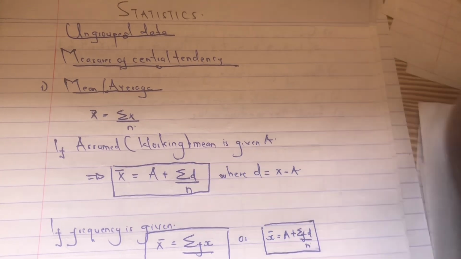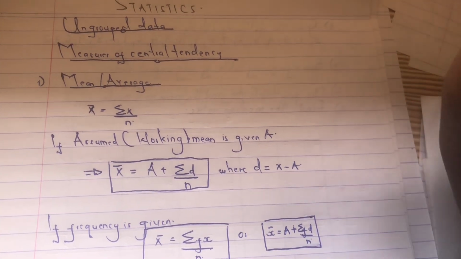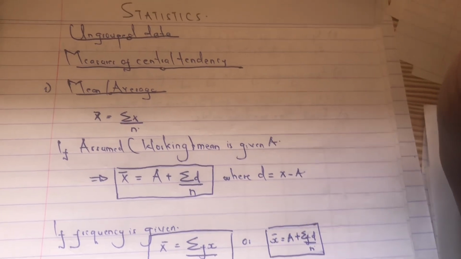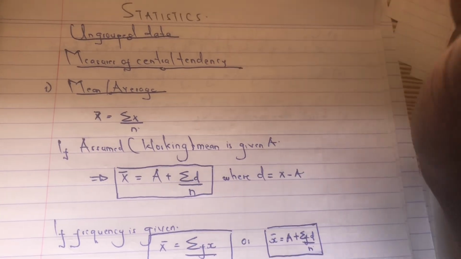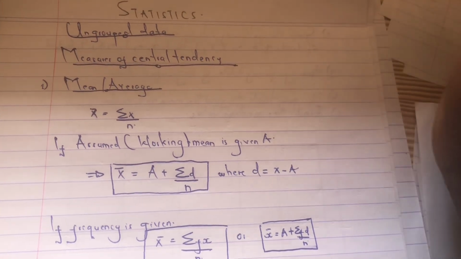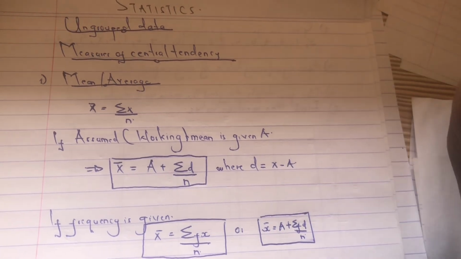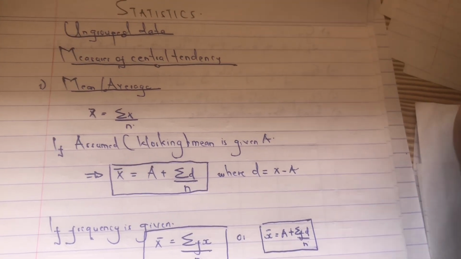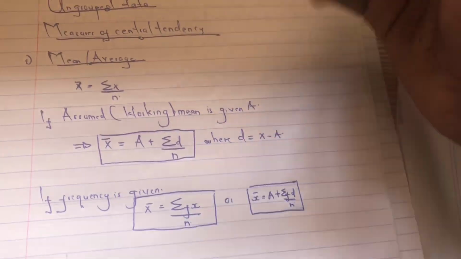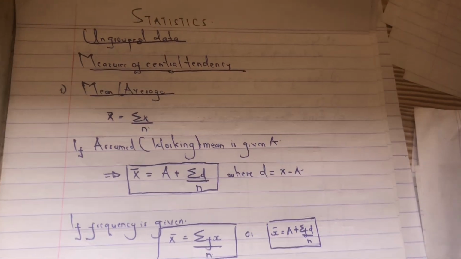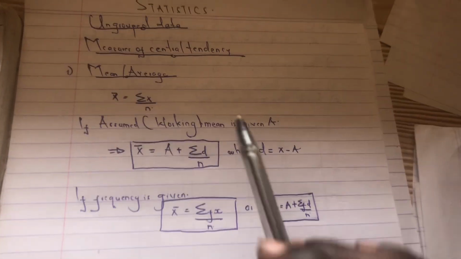Sometimes it's called discrete data. This is data that is collected by counting. Are we together? They don't lie within a given range. It's actually ungrouped data. So we're going to look at some of the measures that they use for this ungrouped data. We're going to start with the mean.